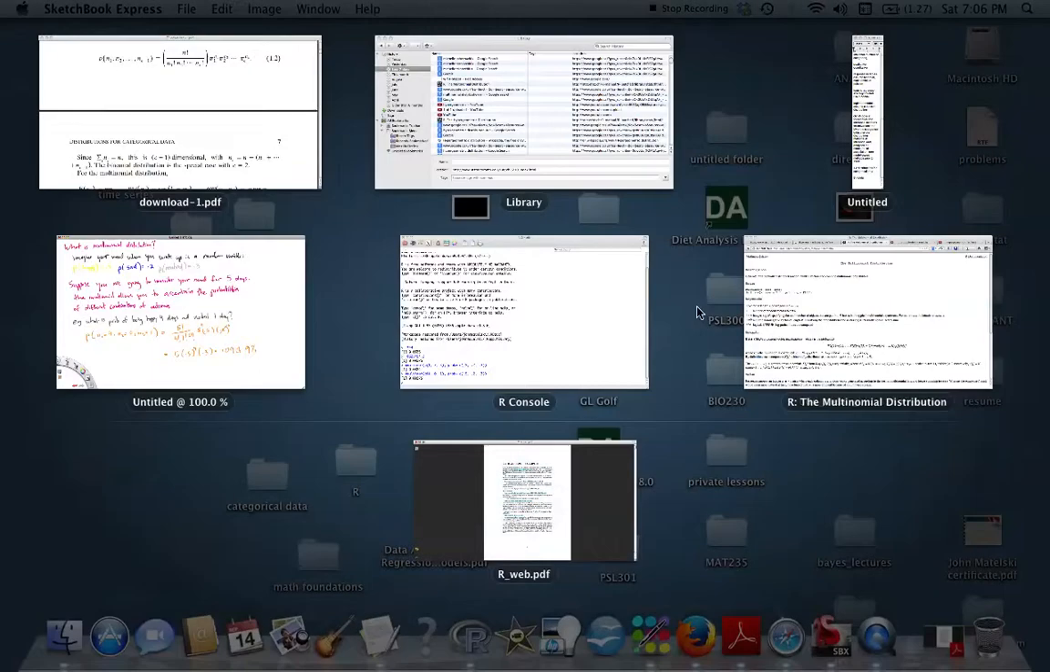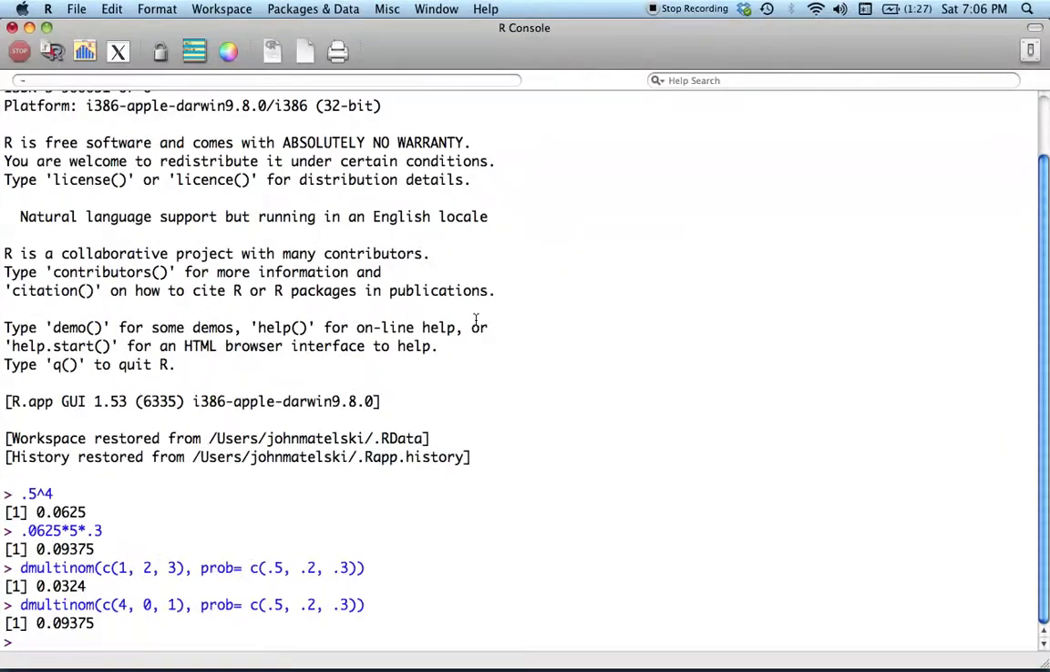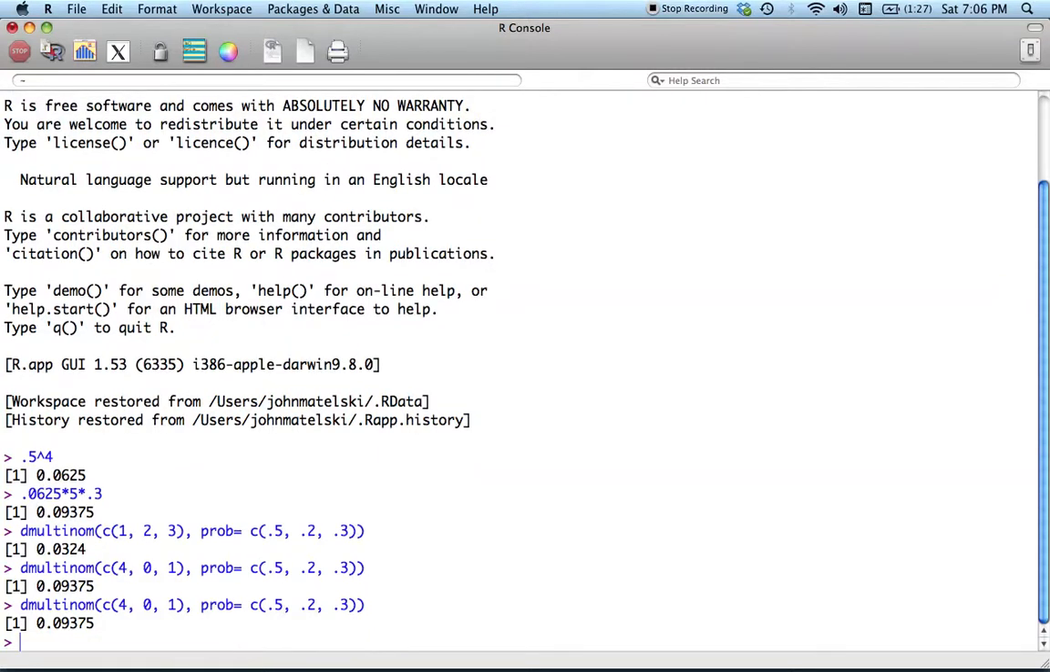Okay, and in order to do this in R, I already have it open, but basically you use dmultinomial, so that's the density of your multinomial distribution at the point that you put in. And then you load in 2 vectors: one, your vector of counts, and secondly, your vector of probabilities. You press enter, and it gives you the answer.